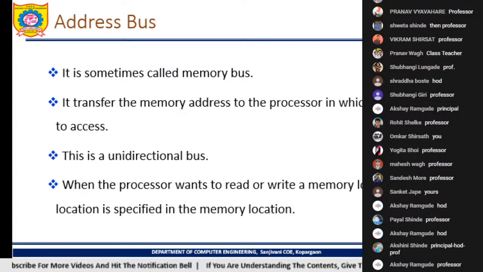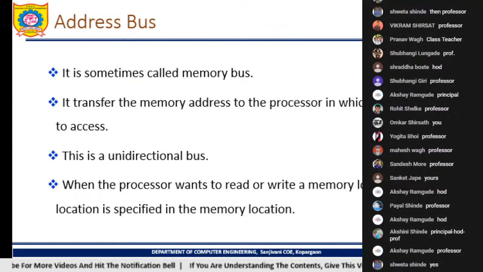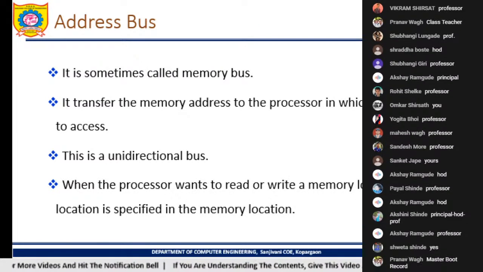So address bus carries the address of the memory which is to be accessed, correct? It transfers the memory address to the processor in the CPU, or when the CPU wants to access it. So this address bus is unidirectional. Unidirectional means the address moves in one direction only.